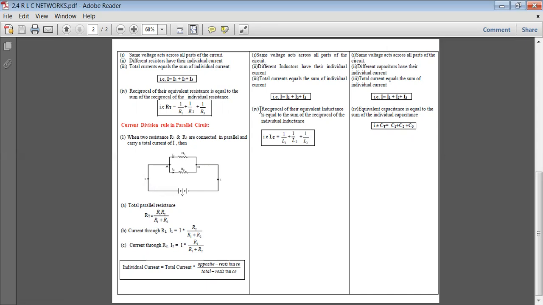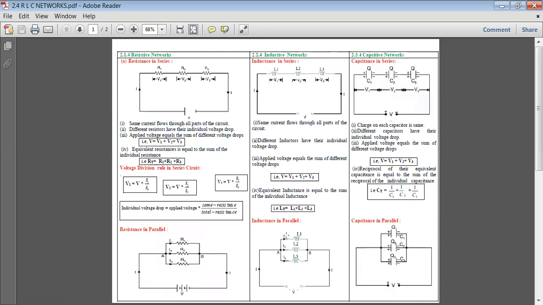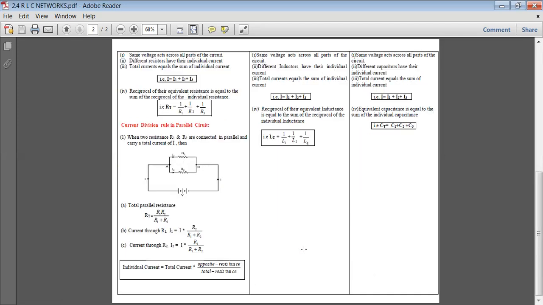Now come to the fourth point, reciprocal of their equivalent inductance. The reciprocal of the equivalent inductance is equal to the sum of the reciprocals of the individual inductances. 1 by LT is equal to 1 by L1 plus 1 by L2 plus 1 by L3. For inductances in parallel, this is the formula to find LT. Same as resistance, instead of R, we get L. That's it.